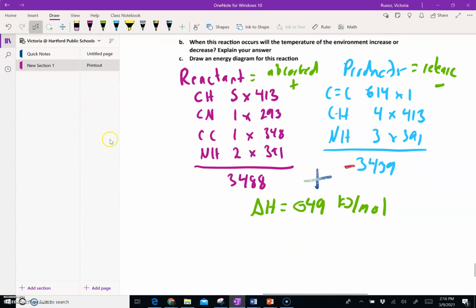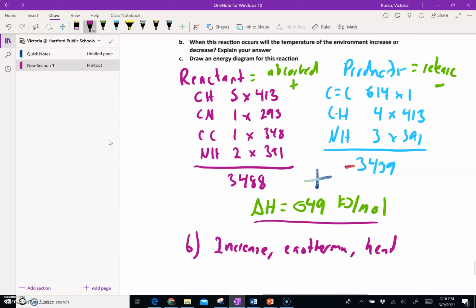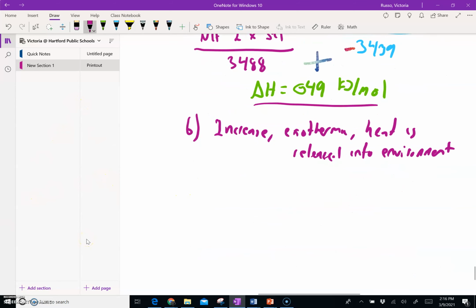So B and C I'll do really quickly, because we all got B and C, right? If you got a reverse of the sign, you got B and C right based on your answer to delta H. Since the delta H is negative, the temperature of the environment should increase. That's because the reaction is exothermic and heat is released into the environment. And then we draw an energy diagram, and all of you got this right. I mean, you could look it up because it was open book.